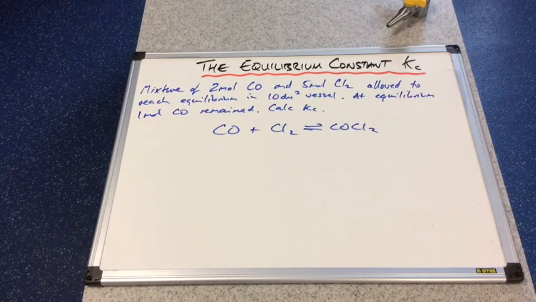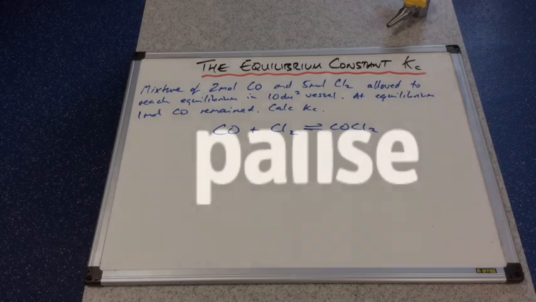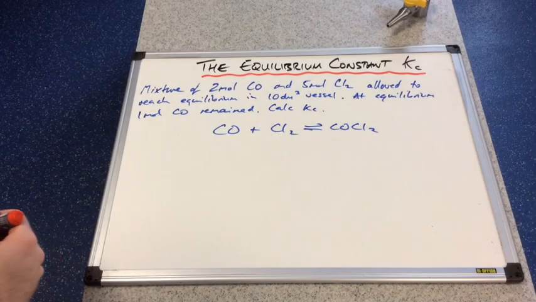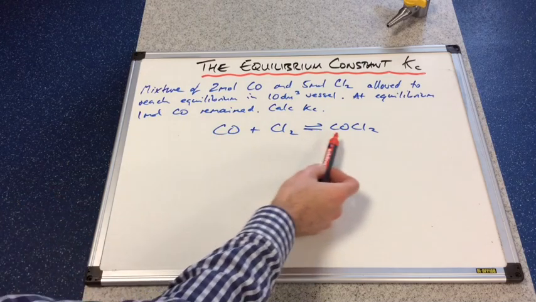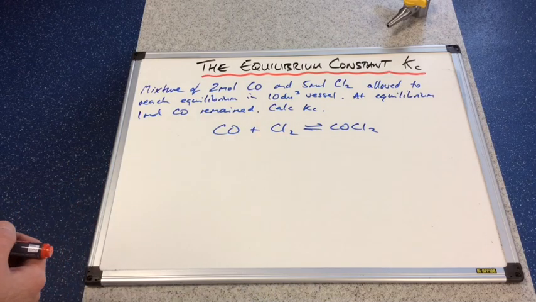We'll do one more of these. If you want to try this yourselves, pause and then obviously start playing again. I'll go through the answer. So we've got a mixture of 2 moles of CO and 5 moles of Cl2. They're allowed to reach equilibrium in a 10 decimeter cube flask or vessel. At equilibrium, 1 mole of carbon monoxide remained. Calculate Kc. And there's the equation.